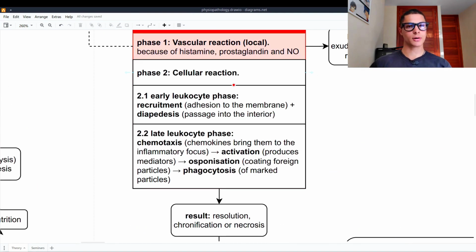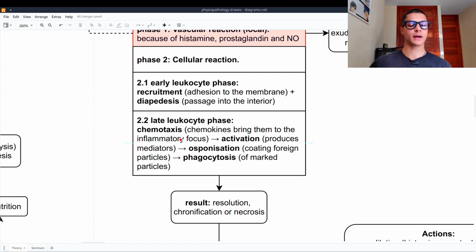Phase 2 is cellular reaction. 2.1. Early leukocyte phase. There is a recruitment, an adhesion to the membrane, and a diapedesis, a passage to the interior. So the leukocytes will adhere to the endothelium and then get inside of the cell. 2.2. There is a late leukocyte phase, which includes the chemotaxis, where the chemokines bring them to the inflammatory focus. So the leukocytes get a taxi to the inflammatory focus.